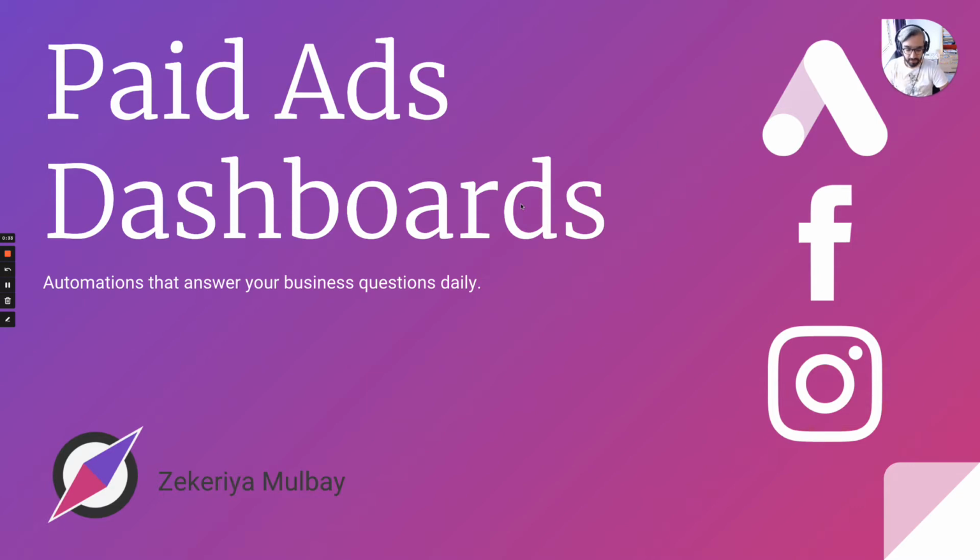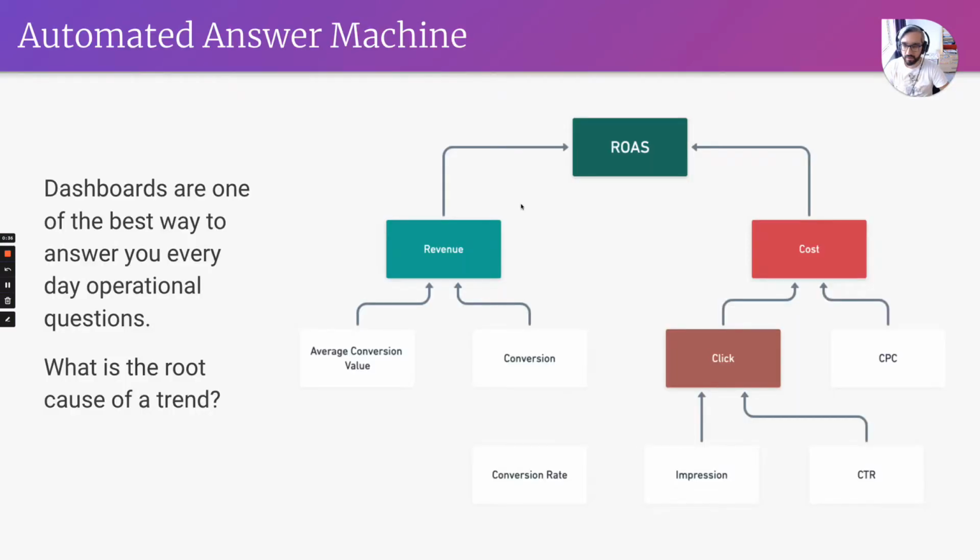So let's start. Initially, I'm seeing the dashboard as an answer machine, an automated answer machine. We should create a dashboard based on the business questions, everyday business questions, to give you answers automatically. For example, if you want to optimize your ROAS value, you should increase revenue and decrease cost.